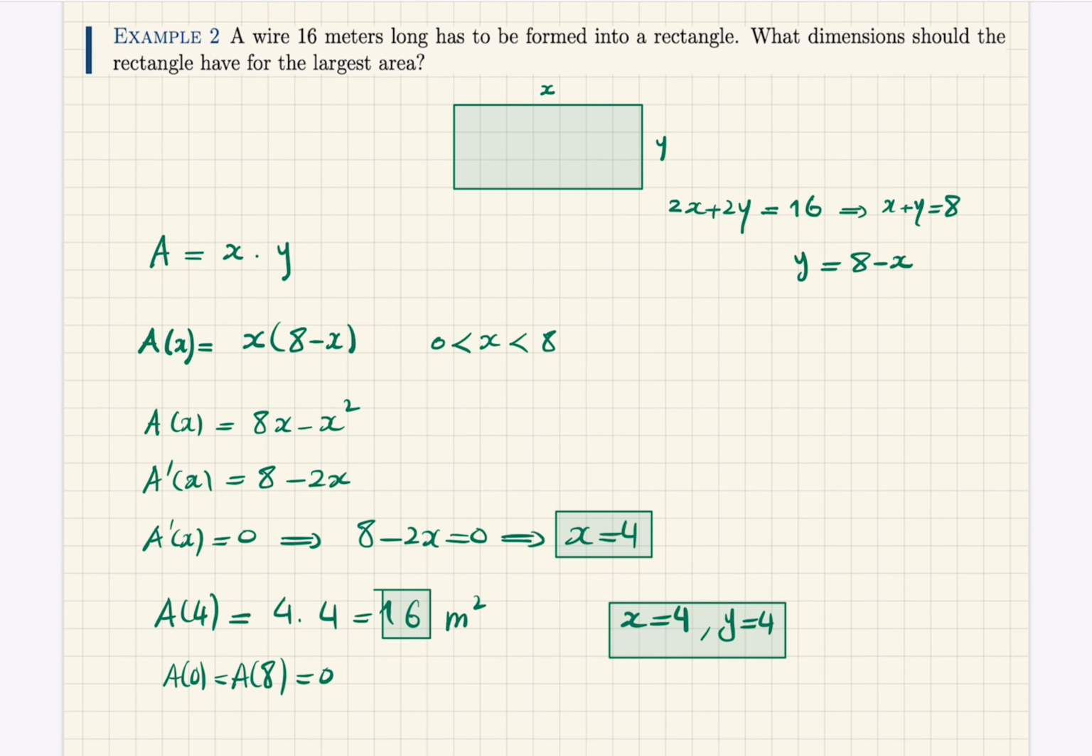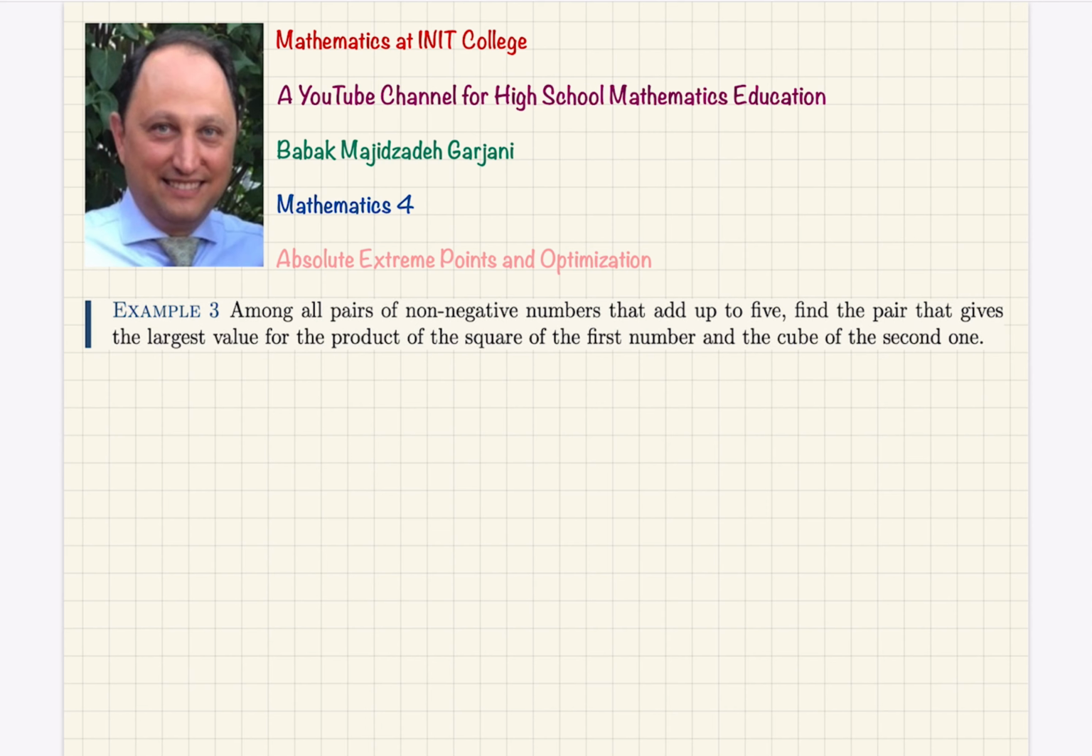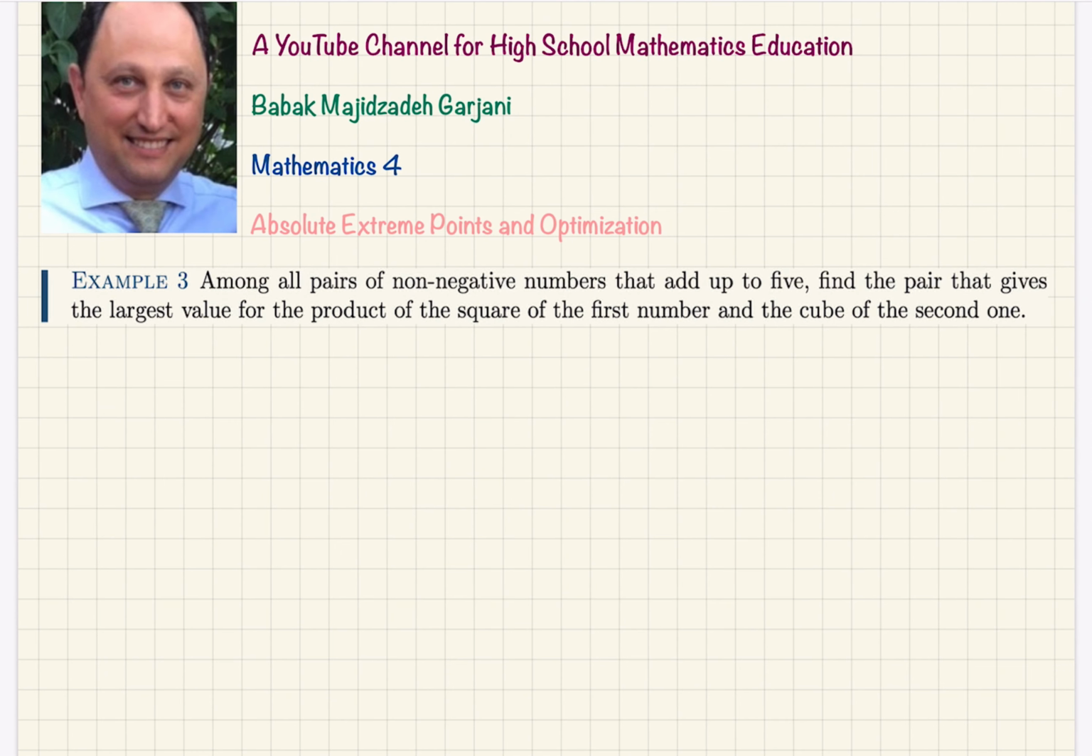I think there is time that I can solve one more problem here. So among all pairs of non-negative numbers that add up to 5, find the pair that gives the largest value for the product of the square of the first number and the cube of the second one. Okay? So, what does it mean? We have a pair of non-negative numbers, but the sum is given to be 5.